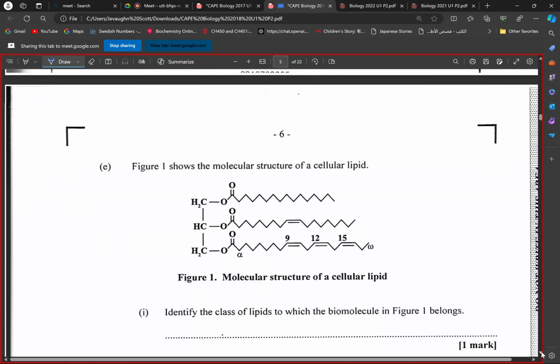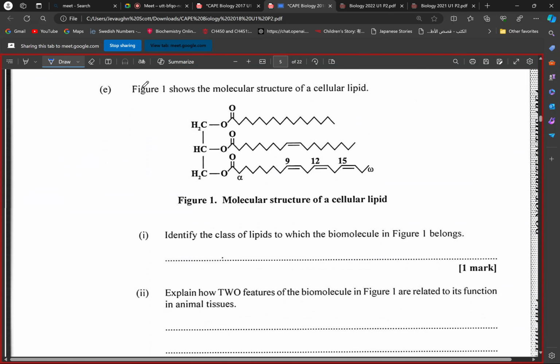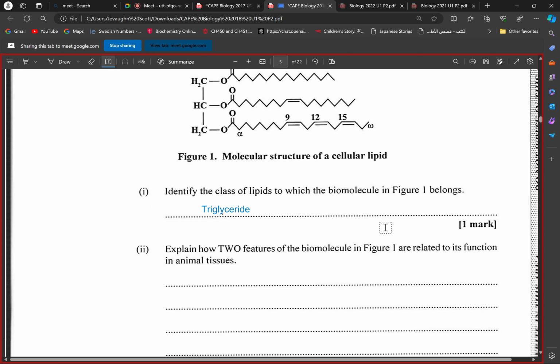Let's look at this structure now. Identify the class of lipid here. This is not a steroid. It doesn't look like a steroid to me. So I think this would be a triglyceride. And we know that since it's a triglyceride, now we're looking at the 2 structural components that would speak to its function within the animal tissues. So we know that it's an energy source.